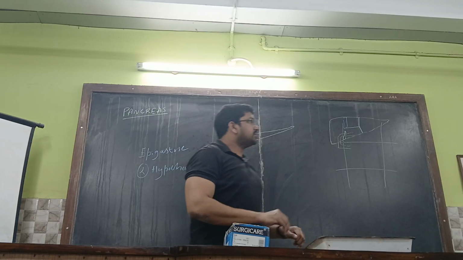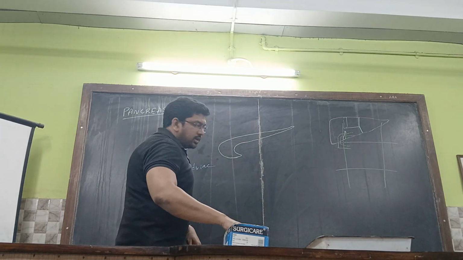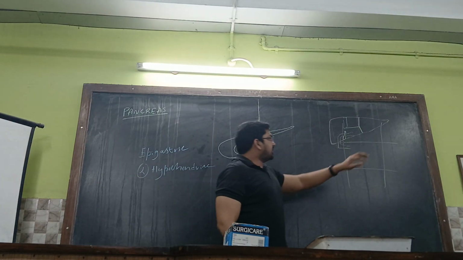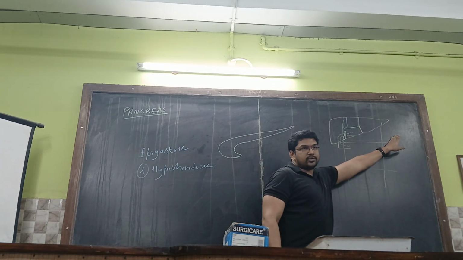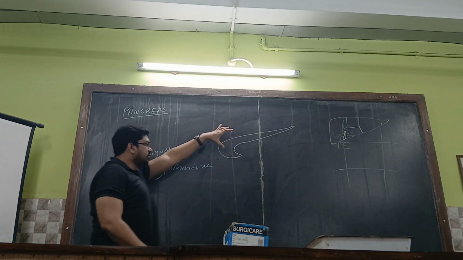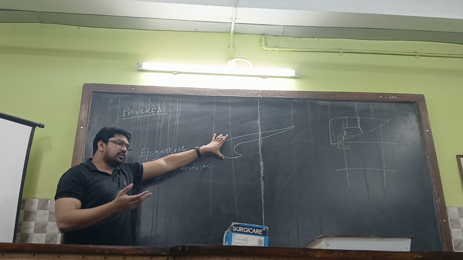Yeah, that's right. Okay. So the pancreas is present theoretically in the epigastric and left hypochondriac regions, all the way from which vertebra to which vertebra? T1 to L3. Okay.